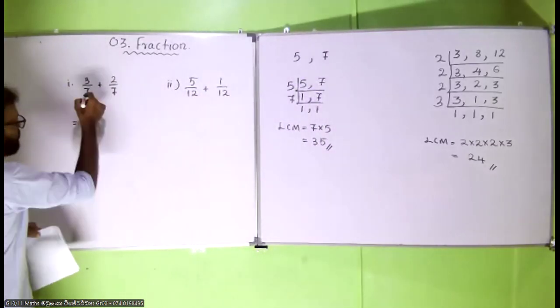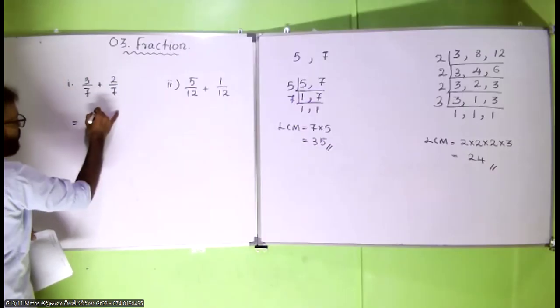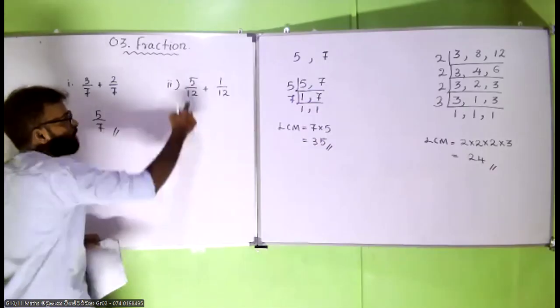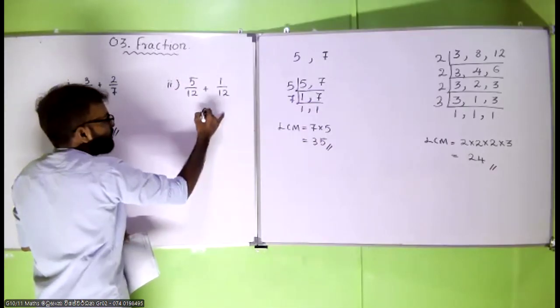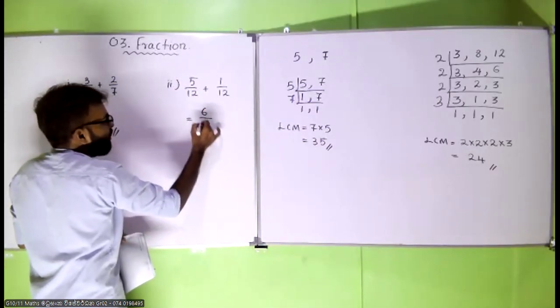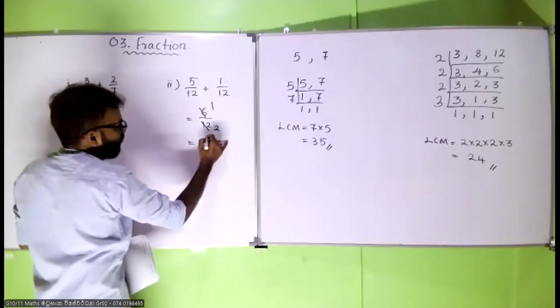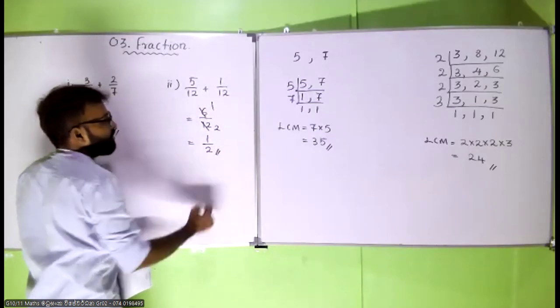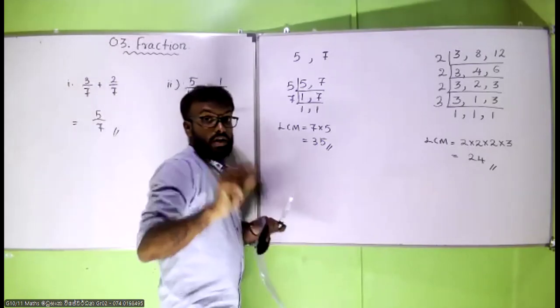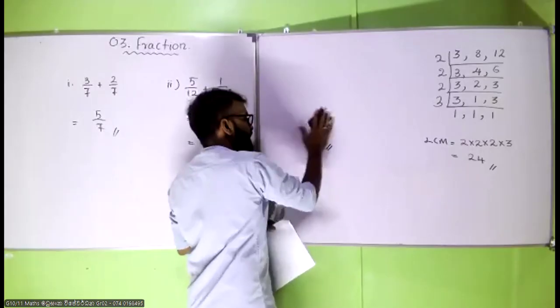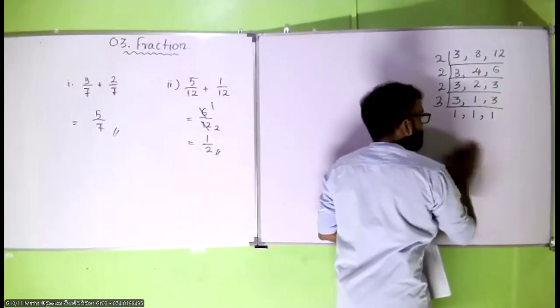So here 7, 7. Just add the numerators, 5 and 7, 5 upon 7. Right? 5 plus 1 is 6, 6 upon 12. So 6 times 1, 6 times 2, 1 upon 2 is the simplest form. Alright? So try 3 and 4, and send me the answers, then I will discuss.